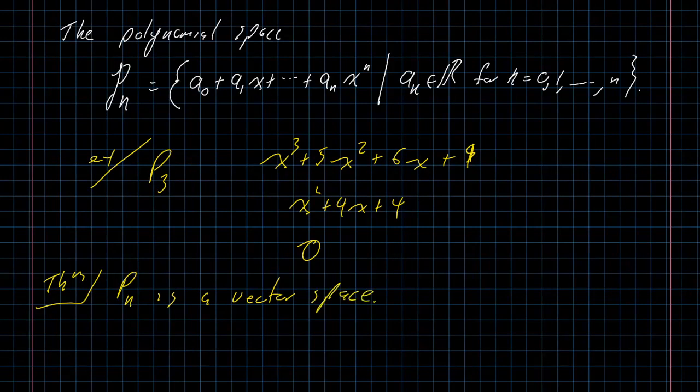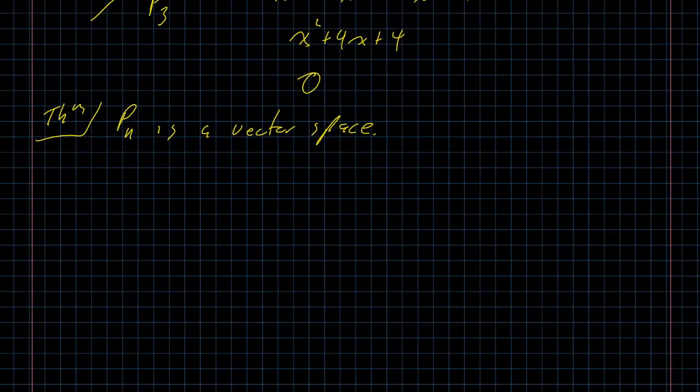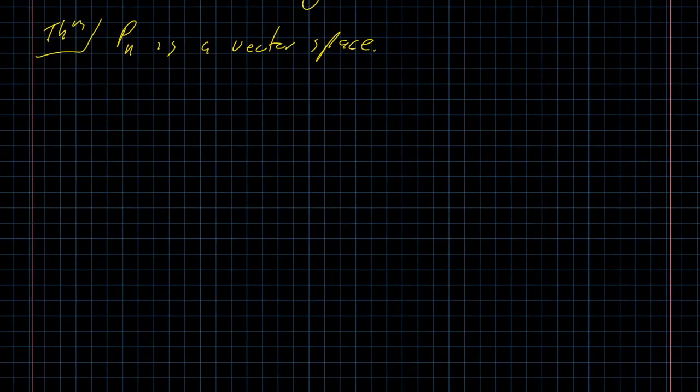So I claim that Pn makes a vector space for any constant n, and I want to prove this in general. I want to prove it for any constant n instead of taking a particular one, which means that we're going to have a bit of a mess on our hands in keeping everything straight, but I think it'll work out okay.